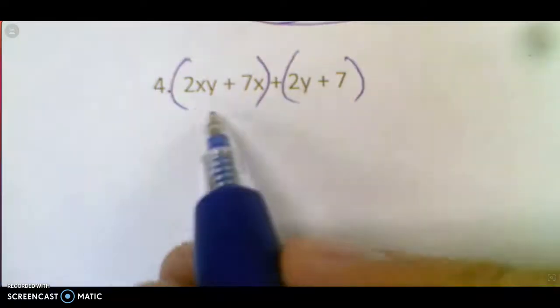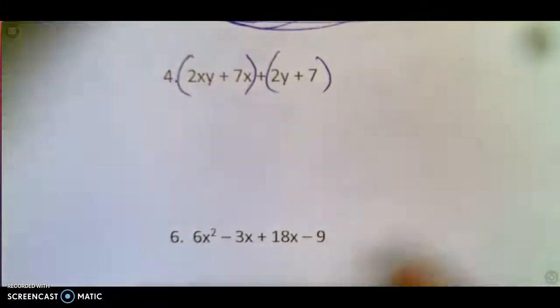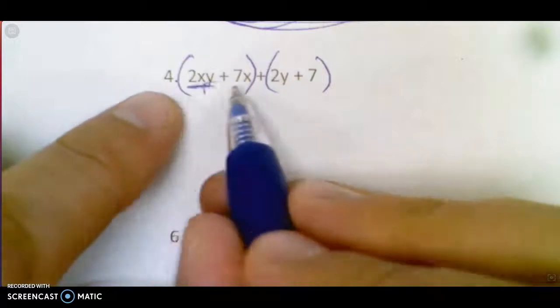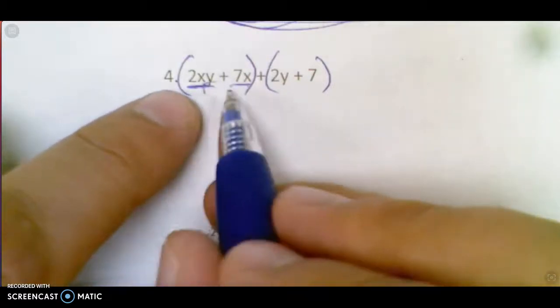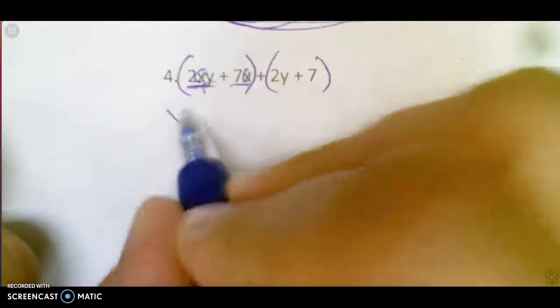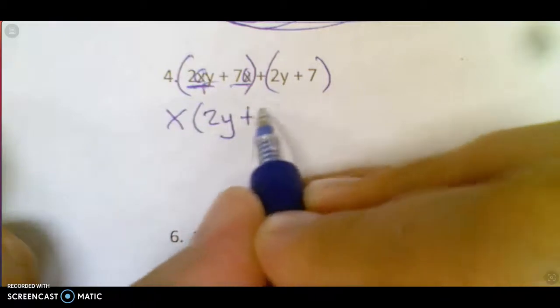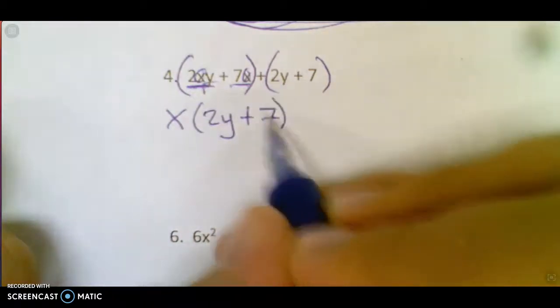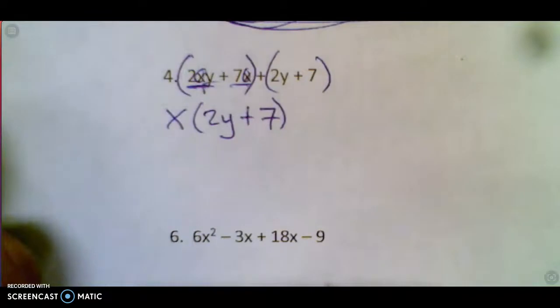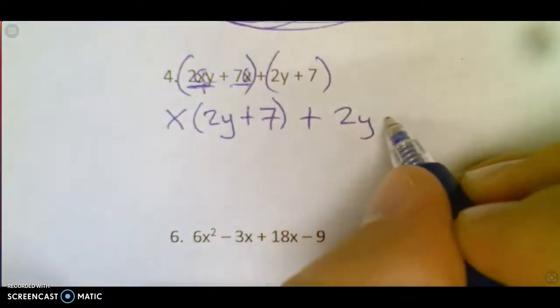Now, with that, the reason I put it in the same section is when you look at these two, they have something in common. You can't take out a 2 or a 7, but see how they both have an x? What would happen if I took an x out of here? You'd have 2y, and a 7 out of here. Or sorry, an x out of here. You get a 7.